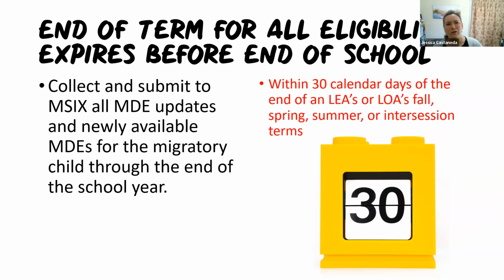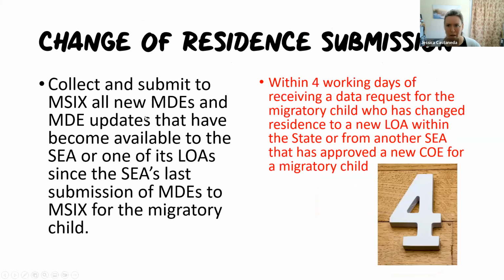End of term for all eligibility that expires before the end of school: collect and submit to MSIX all minimum data element updates and newly available MDEs for the migratory child through the end of the school year, within 30 calendar days of the end of that term. Again, these are hard timelines that we're supposed to be meeting. You want to make sure that you're meeting them.